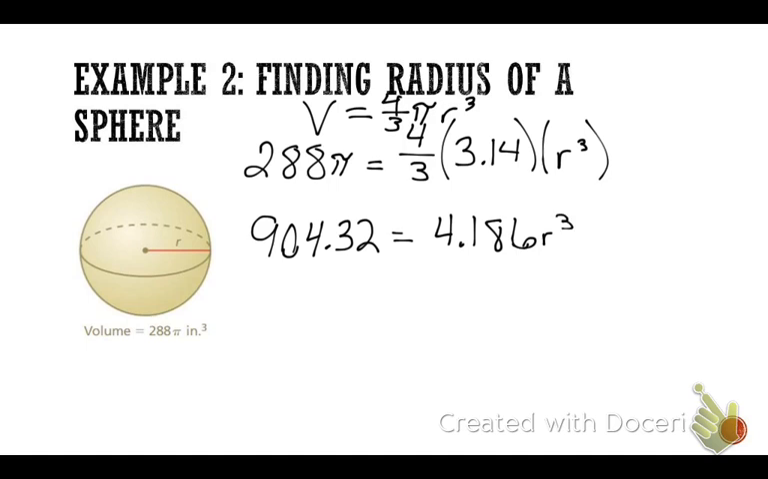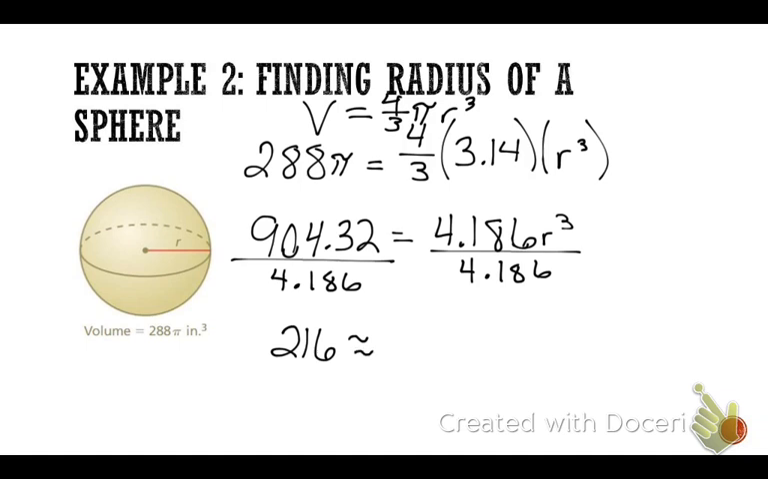Times r to the third. So now, what would be my next step to solve for r, Jakari? Divide both sides by 4.186. Okay? And then I get 216. All right, it's like 216 and like a little decimal, but at this point, 216 is a nice number to round to before I take the cube root. Equals r to the third.